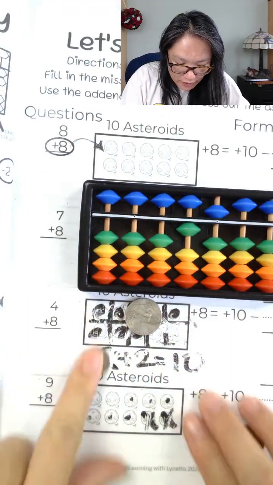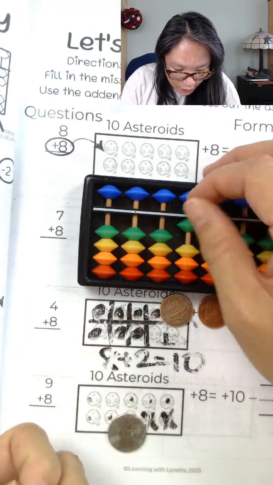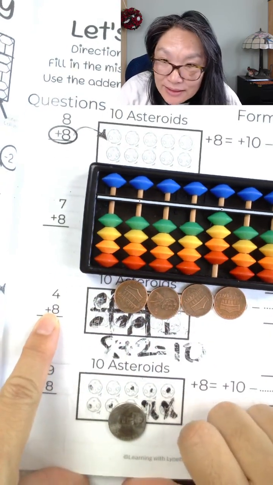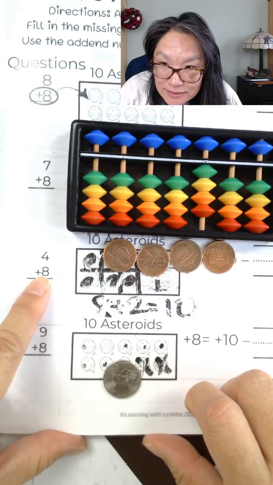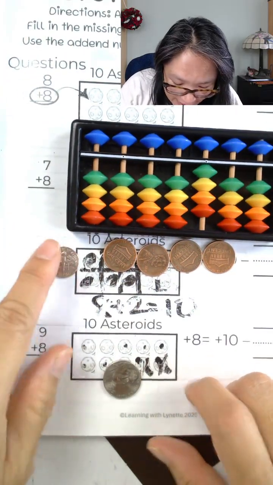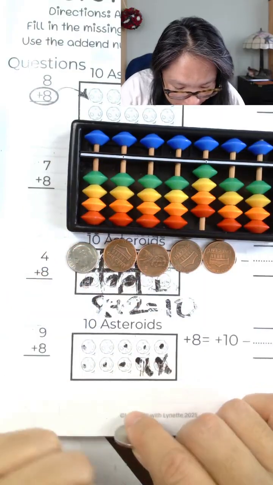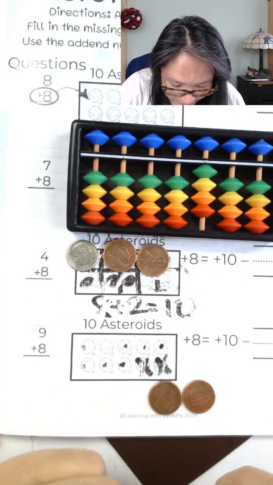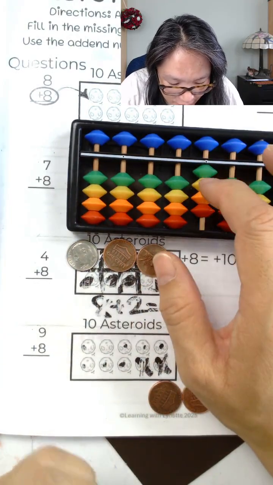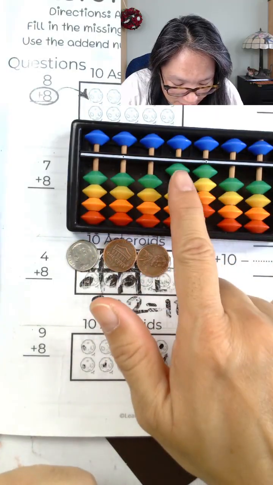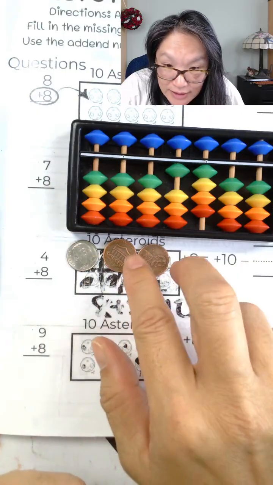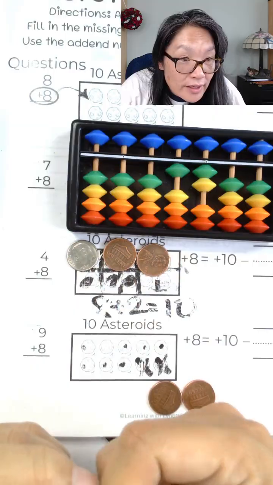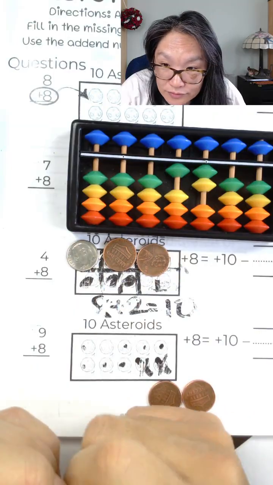Let's do it with 4. If I have 4 on my abacus, I want to add the 8. That's too much. If I give you 10 cents, that's too much. I have to take away 2. I can do it on my abacus. I can give you 10 cents, 1, 0. That's too much. I have to take away the 2. So my final answer is now 12.